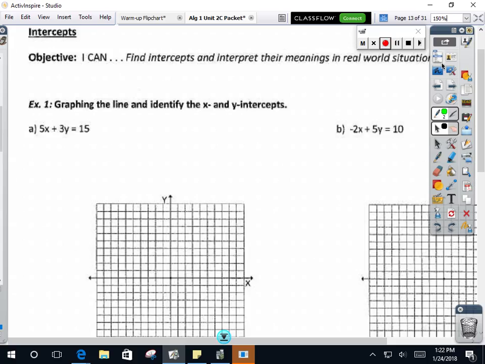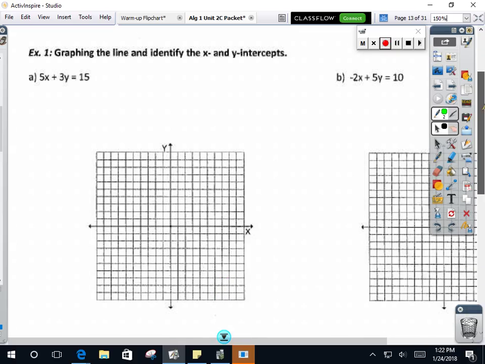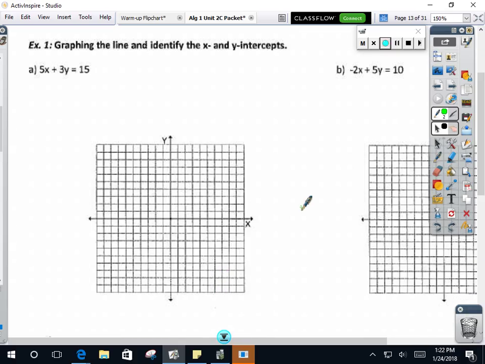Right. Put it in slope-intercept form, y equals mx plus b. So to do that, what do we need to do first? Minus 5x.